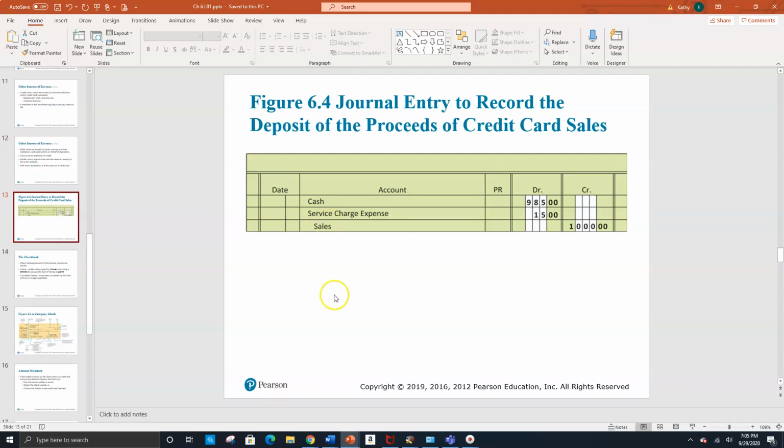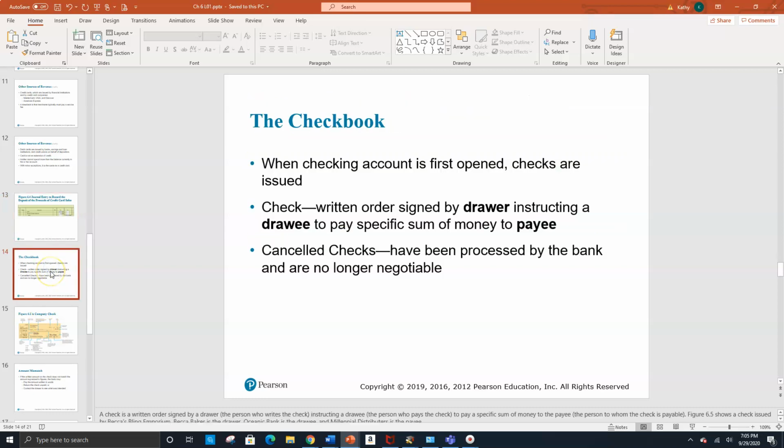So here is deposits of the proceeds of credit card sales. You're increasing cash, increasing service charge expense, and crediting sales. The checkbook: when a checking account is first opened, checks are issued.